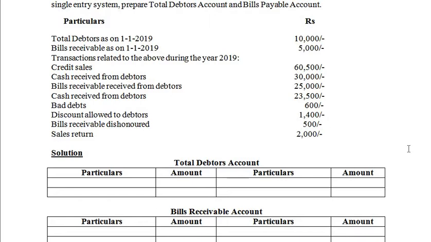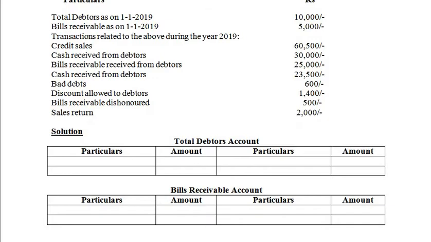All right, I hope all of you have understood the question. Please write down the question, and we'll try to solve it simultaneously. So you got to prepare total debtors account and bills receivable account. So here is the total debtors account and bills receivable account. Let's proceed with the problem.